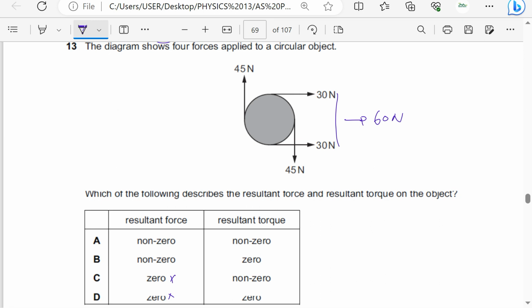Then the resultant moment: this one is clockwise, this is anti-clockwise, they cancel out. This one is clockwise, this is clockwise, they do not cancel out. The resultant moment is clockwise, so it is not zero. So the answer is going to be A. The resultant force is 60 newtons, not zero. The resultant torque is not zero because this 45 newtons causes a clockwise moment, another 45 newtons, another clockwise moment, so they sum up. Of course, 30 newtons and 30 newtons, their moments cancel out since they're in opposite directions. But the 45 newtons do not cancel out, so the answer is A.